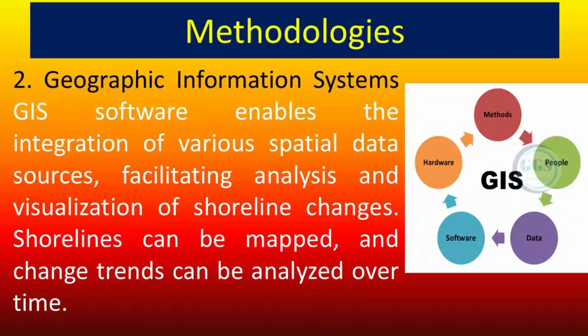Then the second method is geographic information system. So GIS softwares enable the integration of various spatial data sources, facilitating analysis and visualization of shoreline changes. Shoreline can be mapped and change trends can be analyzed over time. So with the help of GIS, we can gather information from various sources to analyze and see the changes that has occurred at the shoreline over time.